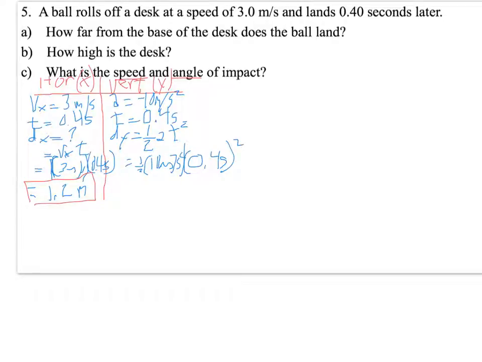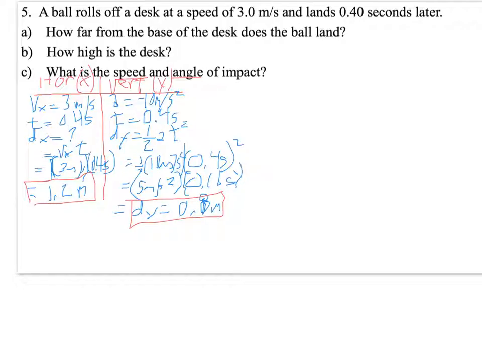When we do that, I know this handwriting is bad, but we end up with 1/2 times 10 is 5 meters per second squared, and 0.4 seconds quantity squared ends up being 0.16 seconds squared. The units are also squared. When we multiply that together, we end up with dy is equal to 0.8. Wow, that's an 8 meters. So that right there is the answer to the second question, how high is the desk?